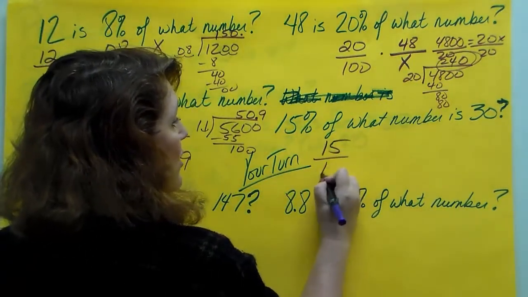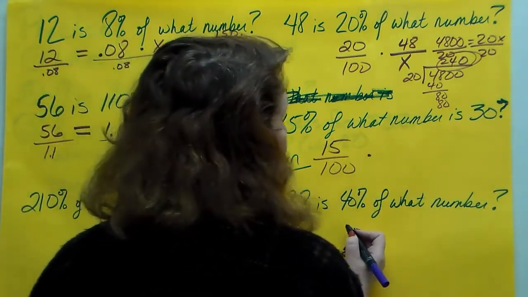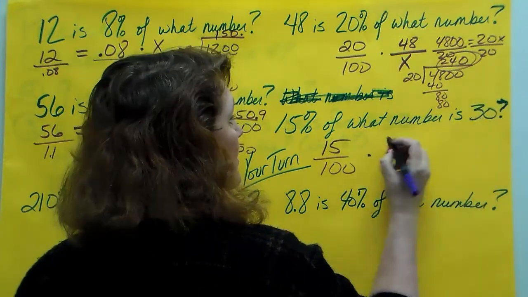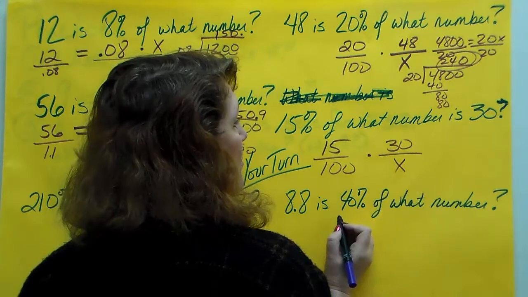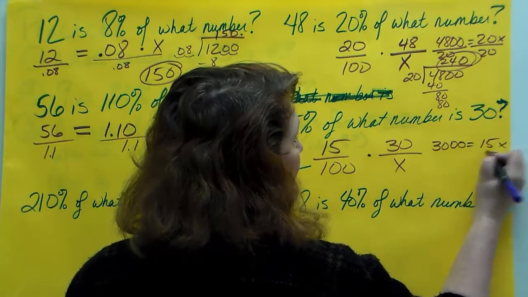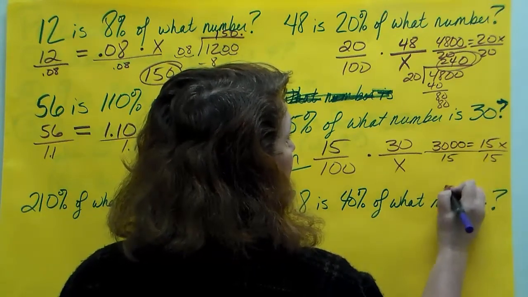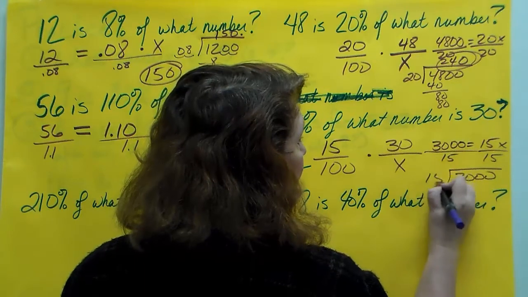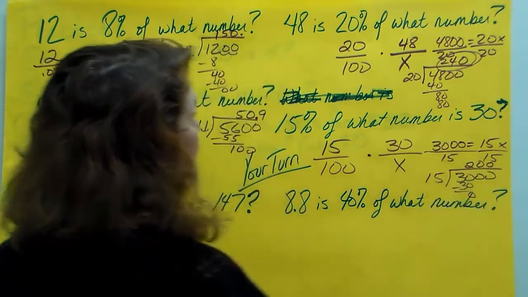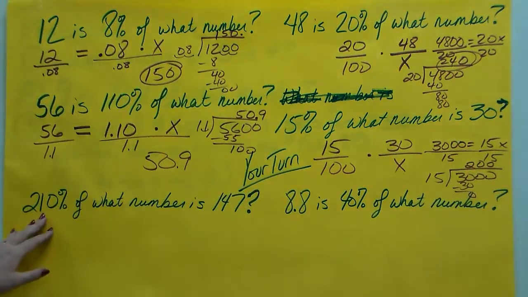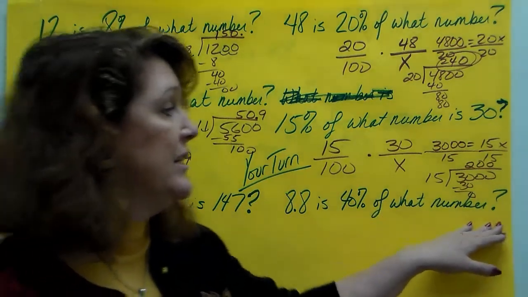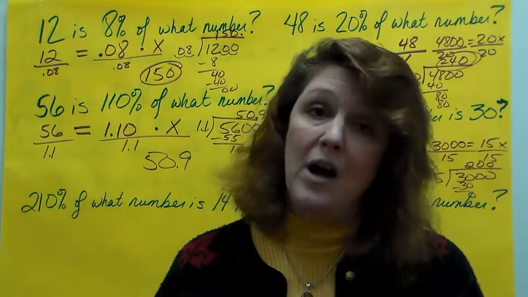Proportion: 15 over 100 is 15% of what large number is this small number? 30 on the top, x on the bottom. So 30 times 100 equals 15x. Divide by 15, divide by 15, 3,000 divided by 15, 200. So your turn. You've got 210% of what number is 147, and 8.8 is 40% of what number? Give it a shot, push pause, I'll see you in a sec.